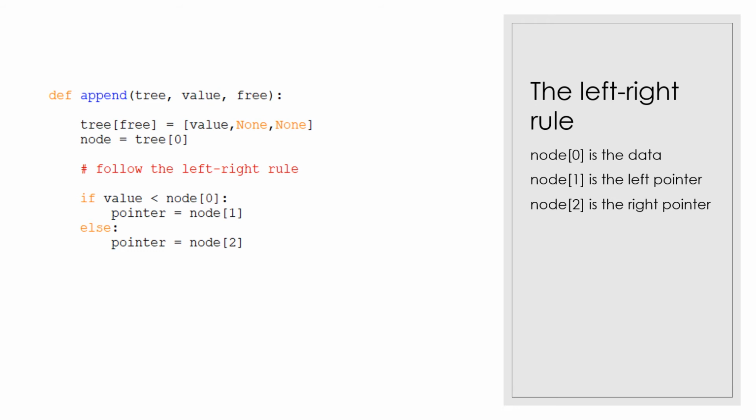So if the value in the new node is smaller than the data of the root node, then we point to the left, otherwise we point to the right. And now we've got our pointer, we can move on to that node. So whatever the pointer is, we then go to that place. And we can do this on and on throughout the tree, however big the tree is.